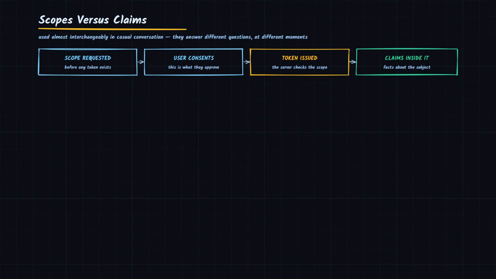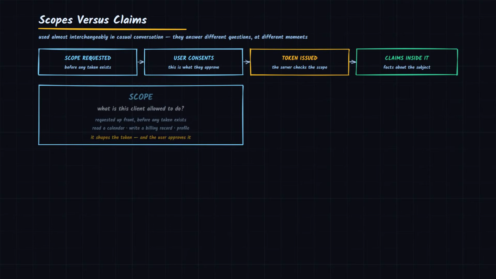Two more terms get used almost interchangeably in casual conversation and shouldn't be, because they answer different questions at different points in the flow. A scope is requested up front before any token exists, and it describes what access the client is asking for. Read access to a calendar, write access to a billing record, profile information at all. Scopes are what the user actually approves on the consent screen, and what the authorization server checks against before it issues anything. They shape the token. They answer the question, what is this client allowed to do?